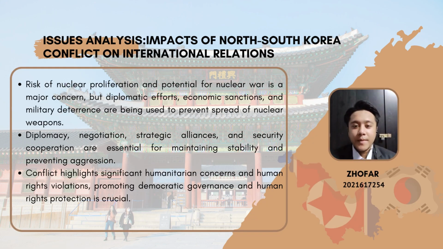The ongoing conflict between North Korea and South Korea has had significant implications for international relations, and one of the most pressing concerns is the risk of nuclear proliferation and the potential for a nuclear war in the region. However, diplomatic efforts, economic sanctions, and military deterrence have been utilized to prevent the spread of nuclear weapons.